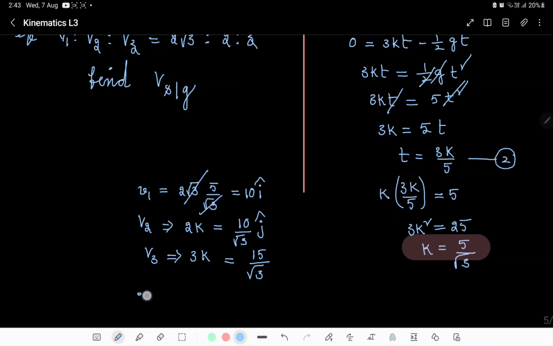Therefore the velocity of the stone with respect to the river will be 10 i cap minus 10 by root 3 j cap plus 15 by root 3 k cap. But this is not what we have to calculate. We have to calculate the velocity of the stone with respect to the ground. So the final result will be like this.